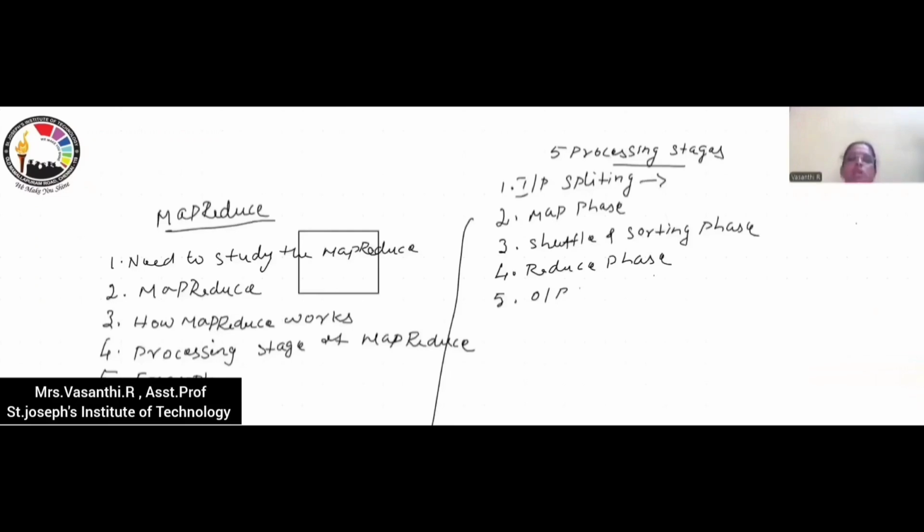The next one is the reducer phase. The reducer takes the grouped key, value pairs data. That is, it takes the key and its list of values. It processes and combines these values to produce the final output. The next and final phase is the output phase. The final results are returned to the output file in the distributed file system, that is the Hadoop Distributed File System. That's all. These are the 5 processing stages of the MapReduce concept.